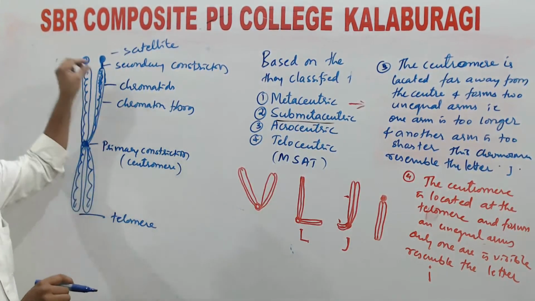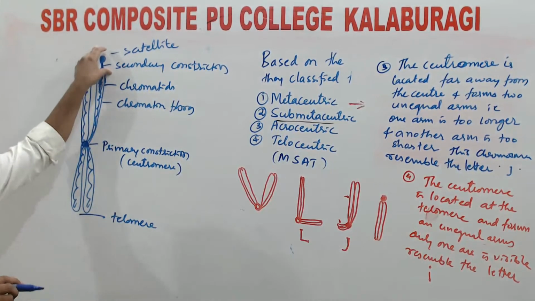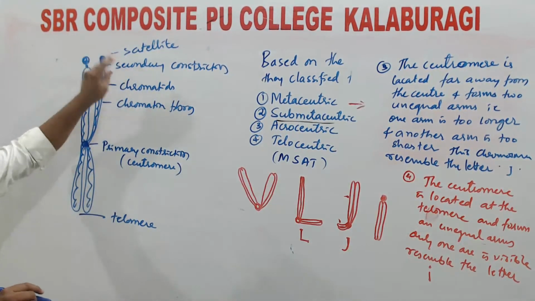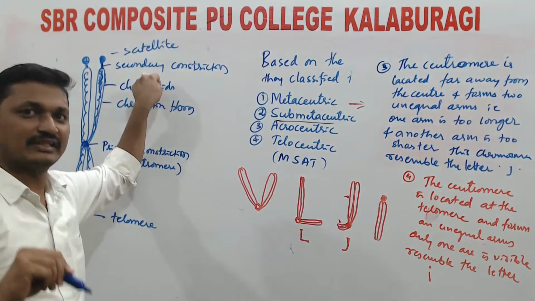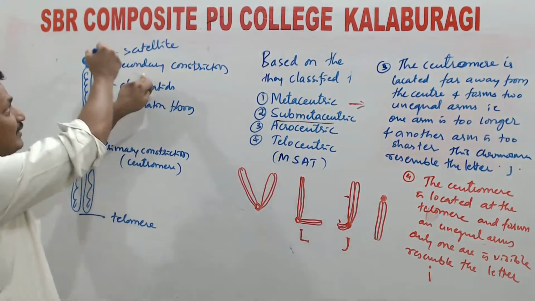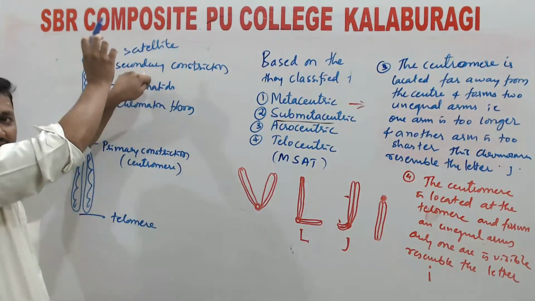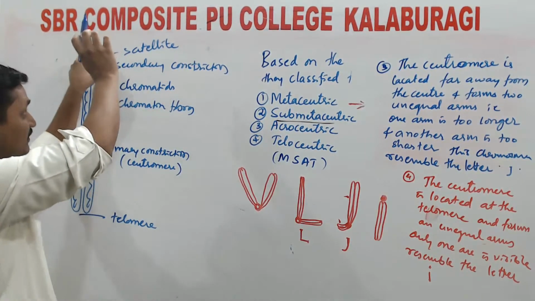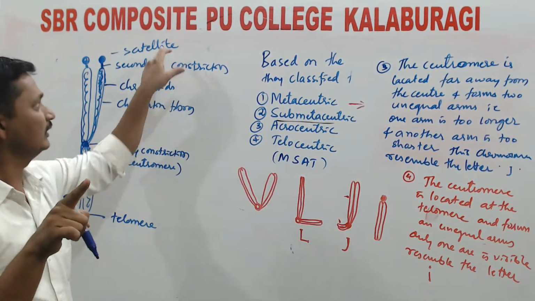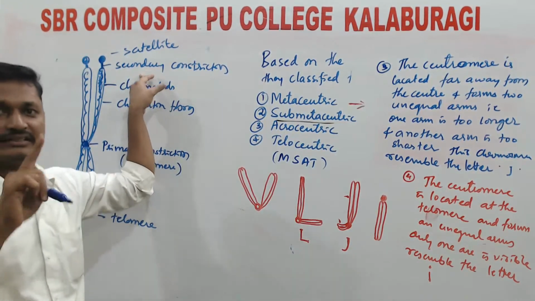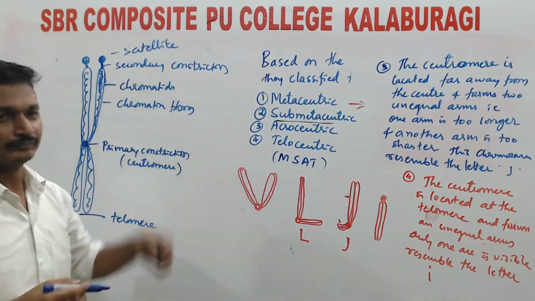Okay, then one student asked whether the satellite is unstained. No, it is the secondary constriction that is unstained. Just above this secondary constriction, we find the remaining portion of the chromosome, a special chromatid called the satellite. Yes, the satellite is stained, but the secondary constriction is unstained. Okay, thank you.